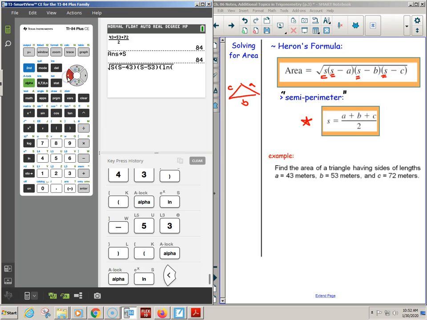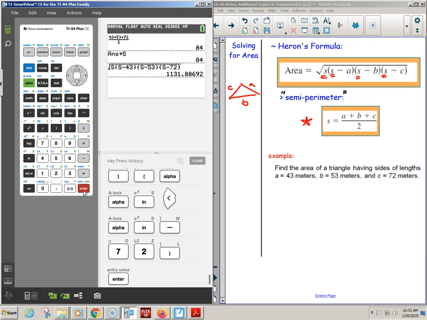Oops, that's an L. That's not where it went. Alpha S. There we go. And then we can do that at 72. Anyway, you have to use that very same semi-perimeter every single time. You could have typed in 84, you would have had the exact same answer, as long as we typed it in right, minus 43, minus 53, minus 72. But if you don't realize who the semi-perimeter is, this formula is not going to work.